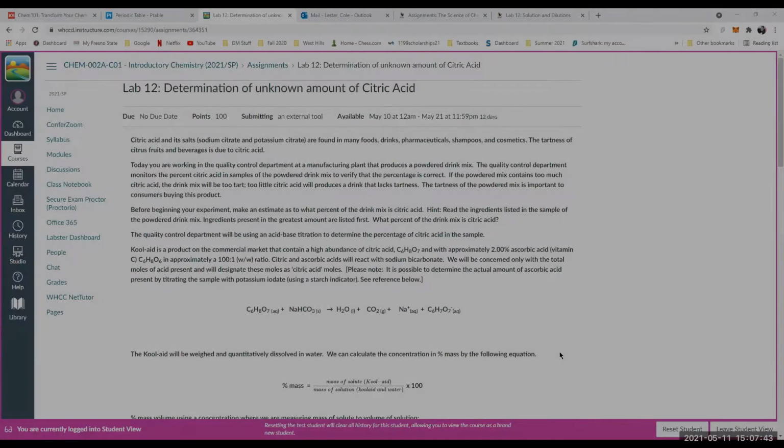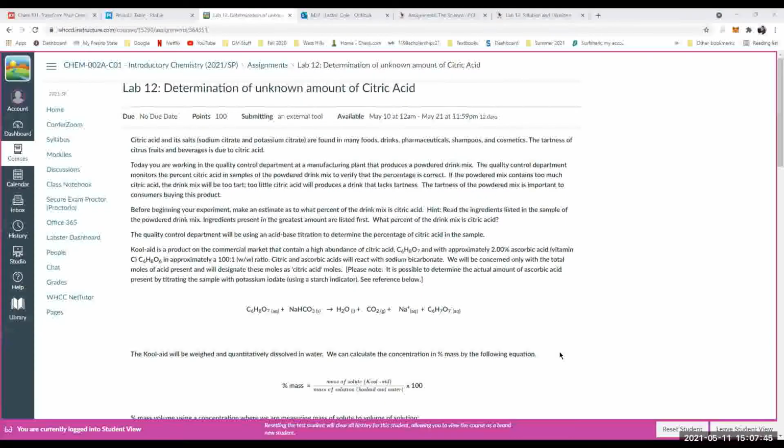So this is the lab: determination of unknown amount of citric acid. I hope this is the lab he wants done.